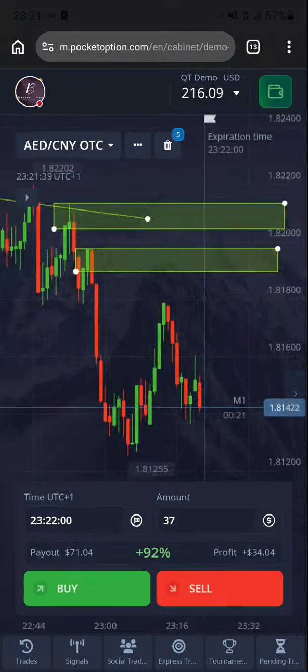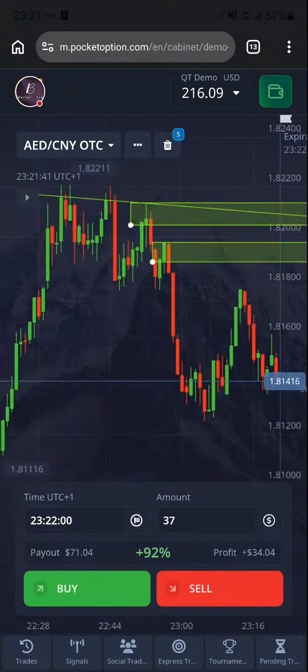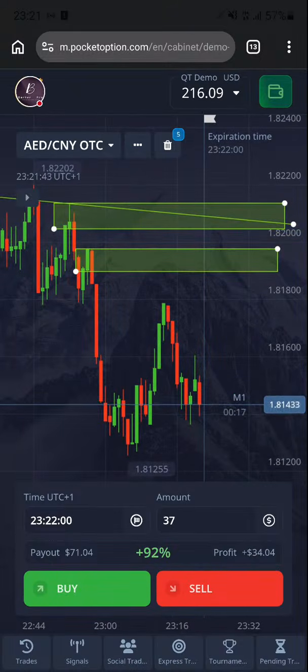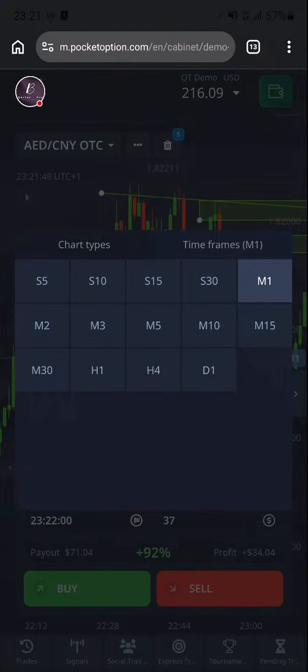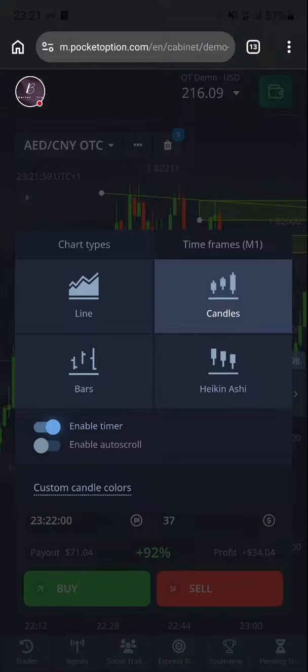We're going to start with today's setup first, before I even started doing all this. But no problem, let's get right to it. So today's chart type is going to be candlesticks. We'll enable this timer down here. We will disable this auto scroll thing.